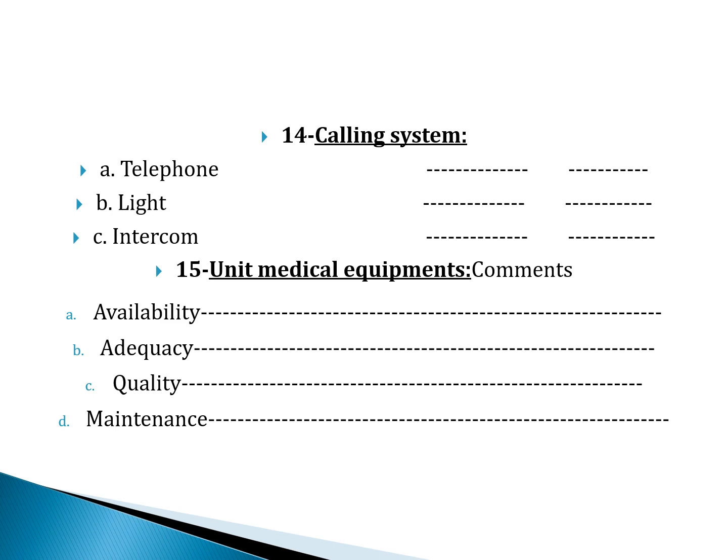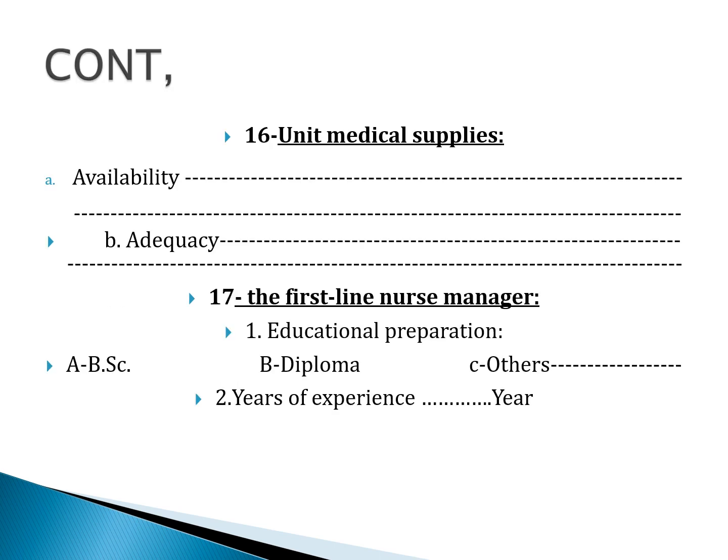Medical equipment: you can determine the availability of equipment in the unit, adequacy of equipment in the unit, quality of equipment, and maintenance. Is that okay for this equipment or no? You can write a comment to support your answer. Medical supply: you can determine the availability and the adequacy of it in the unit.